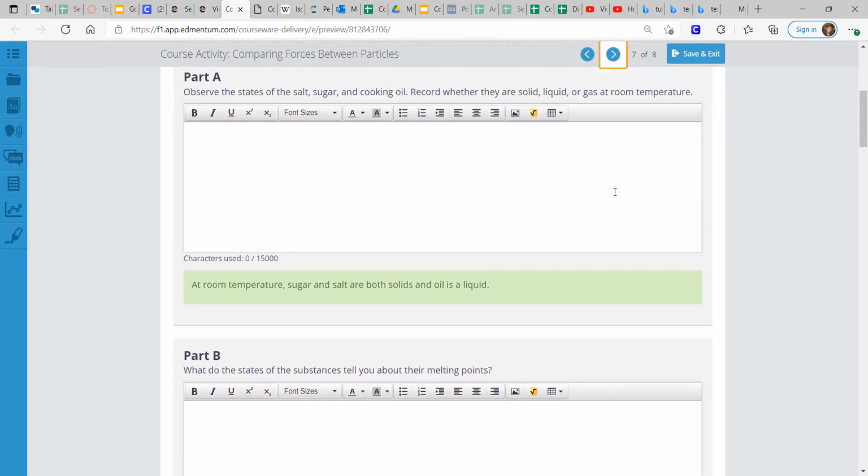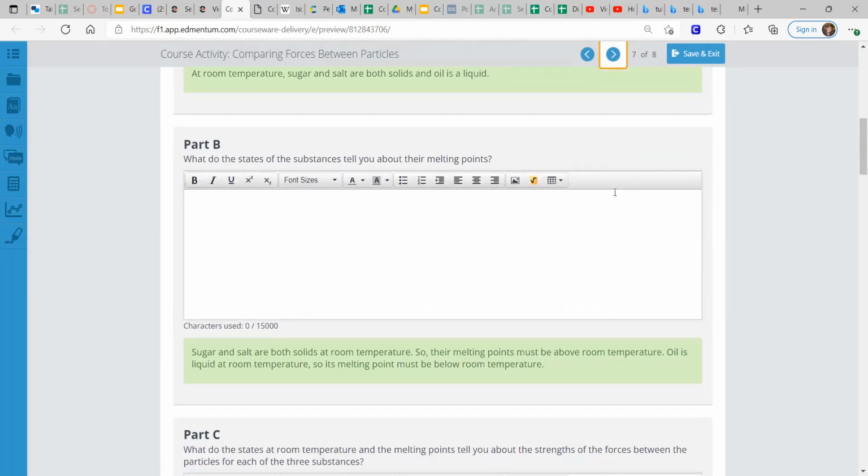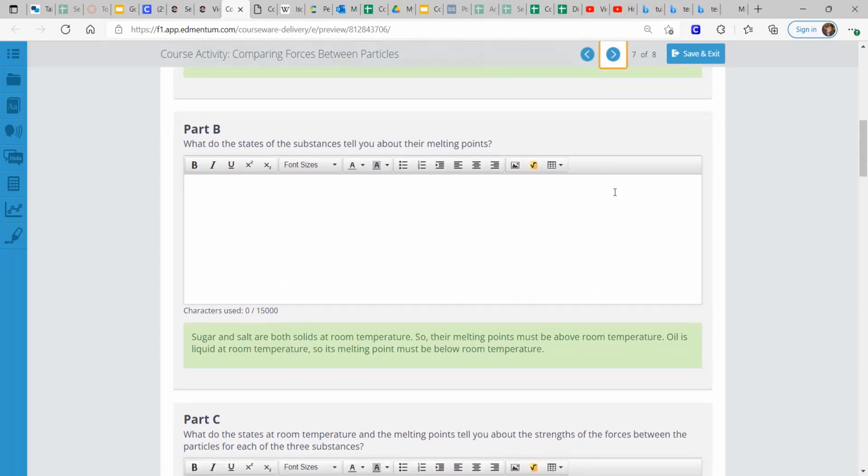Observe the states of the salt, sugar, and cooking oil. At room temperature, sugar and salt are both solids. Oil is a liquid. What do the states of the substances tell you about their melting points? Sugar and salt are both solids at room temperature. Their melting points must be above room temperature. Oil is liquid, so its melting point must be below room temperature.